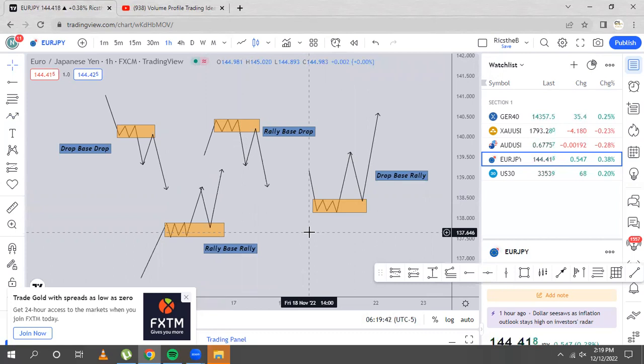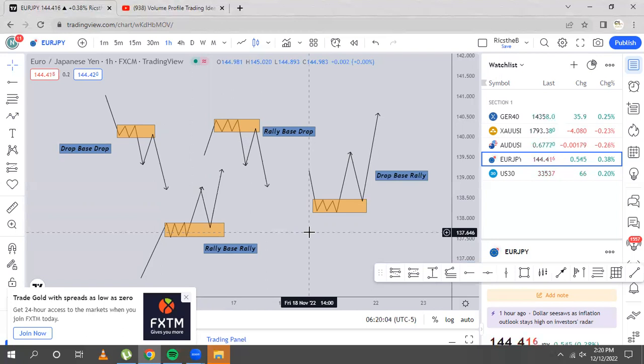So these are the things we'll be looking at today, the different types of supply and demand. One, the drop, base, drop. Then we also have the rally, base, drop type of supply. Then we have rally, base, rally, then drop, base, rally. Again, I won't dwell so much on supply and demand. This is just to give you an insight on how to identify major supply and demand levels.